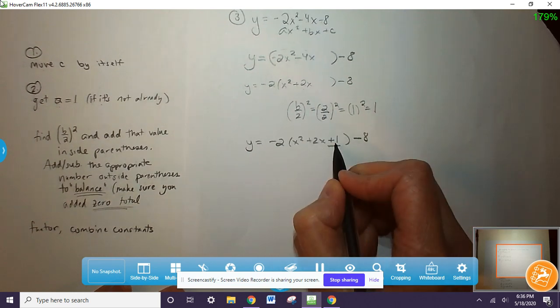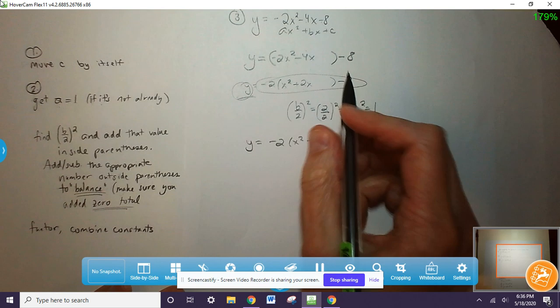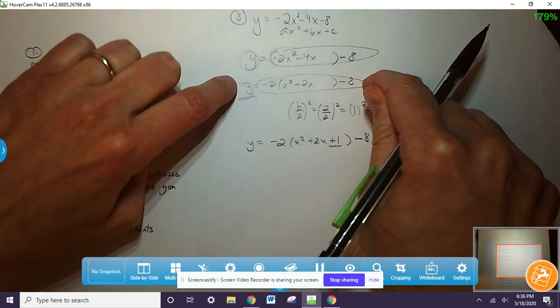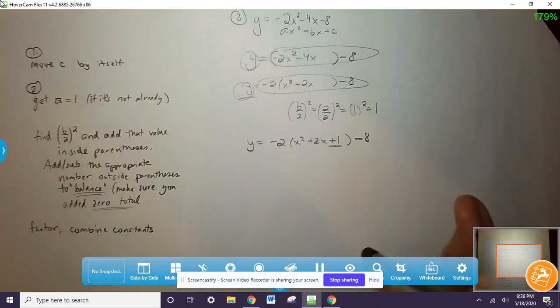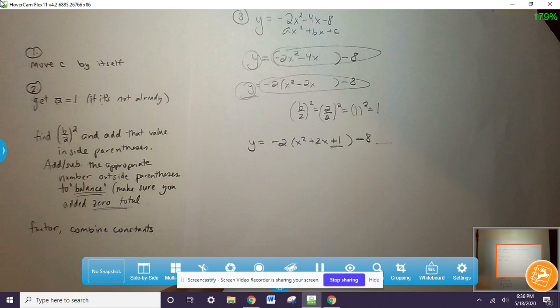Now by putting a 1 here, I need to balance, because this side and this side were equal. See, this side and this side are equal. So right now these are equal. When I put a plus 1 here, I'm throwing off that balance. So I have to find the correct number to put on the outside so that I've added 0 altogether.